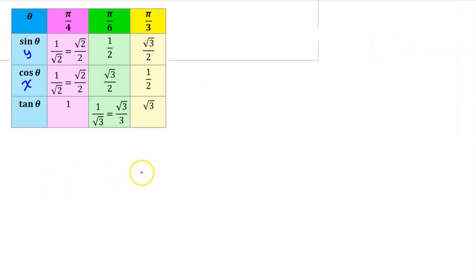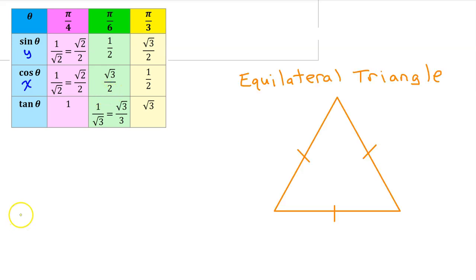That was the end of the worksheet, but before I end this video, I want to take a moment to show you where these memorized values are coming from. The pi over 6 values and the pi over 3 values are related to an equilateral triangle.